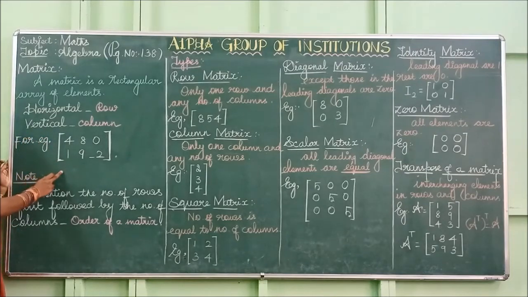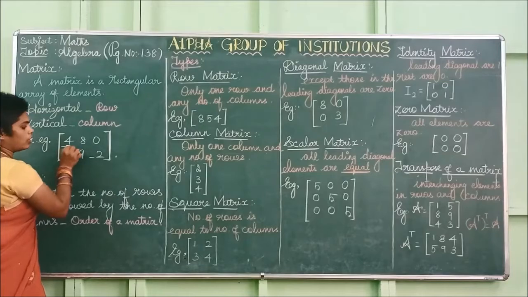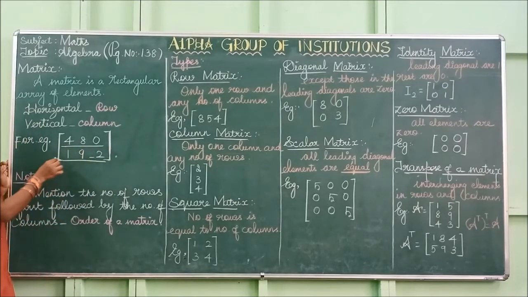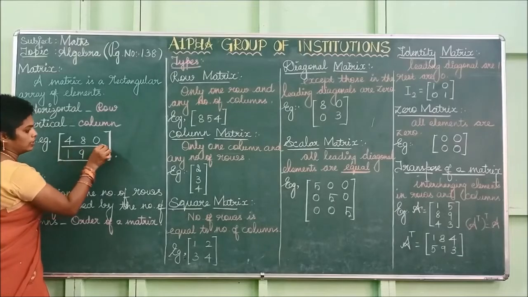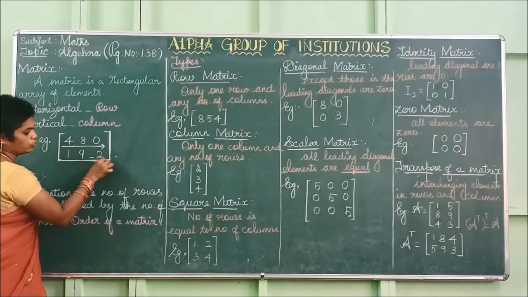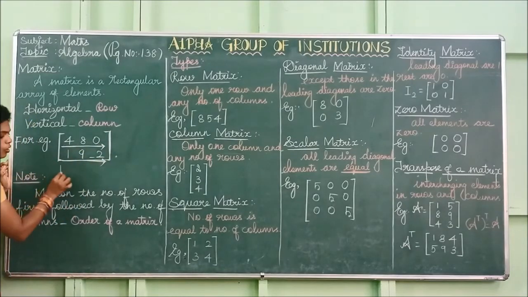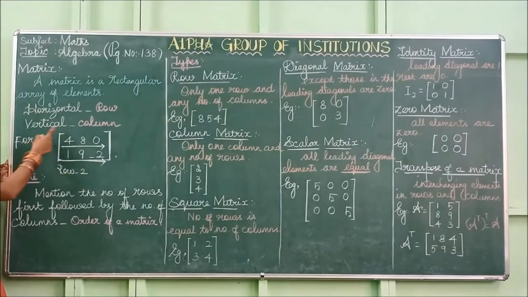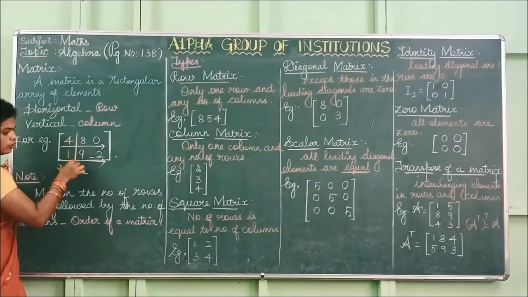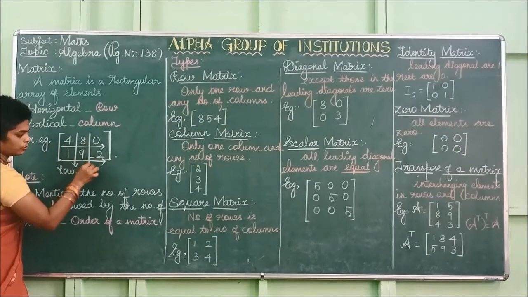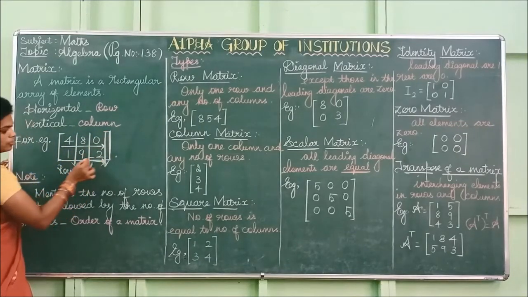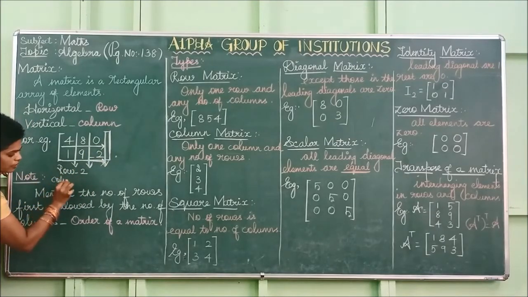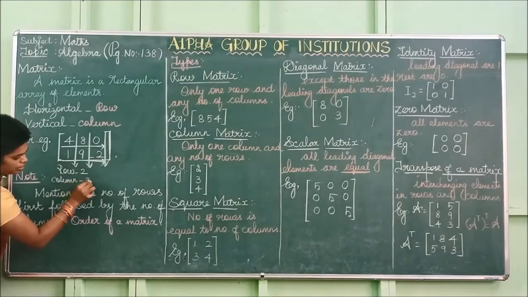So consider this as a matrix. This is called the horizontal. How many rows are there? This is 1 and this is 2. So totally 2 rows. Then column is vertical. 1, 2 and 3. So how many columns are there? 3 columns. Column is equal to 3.